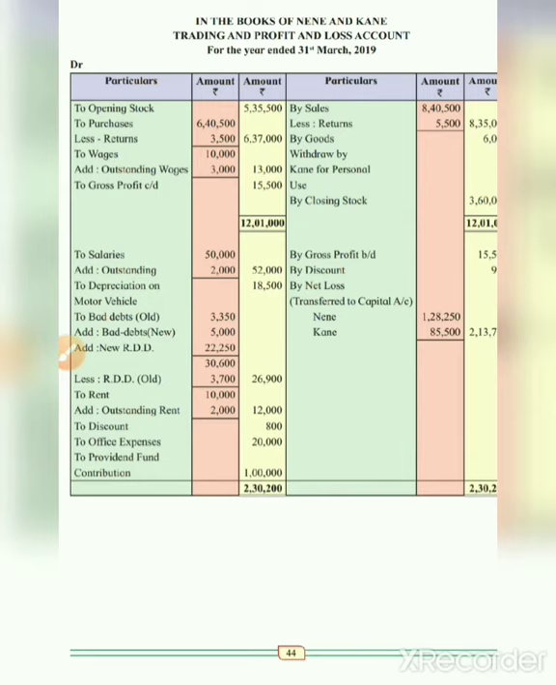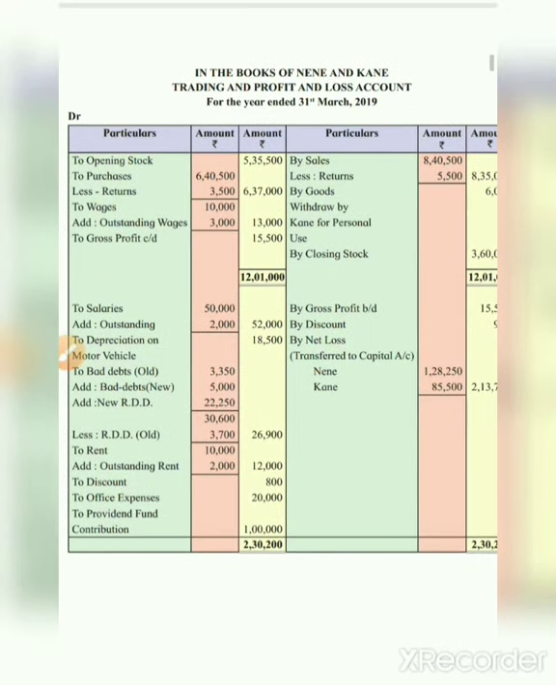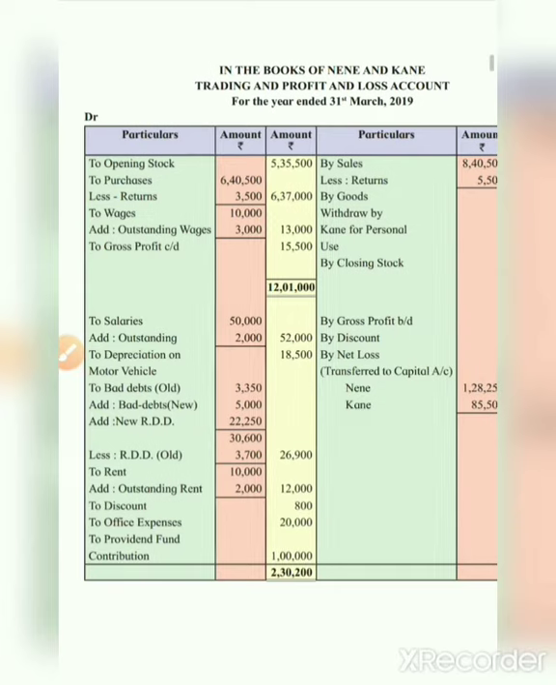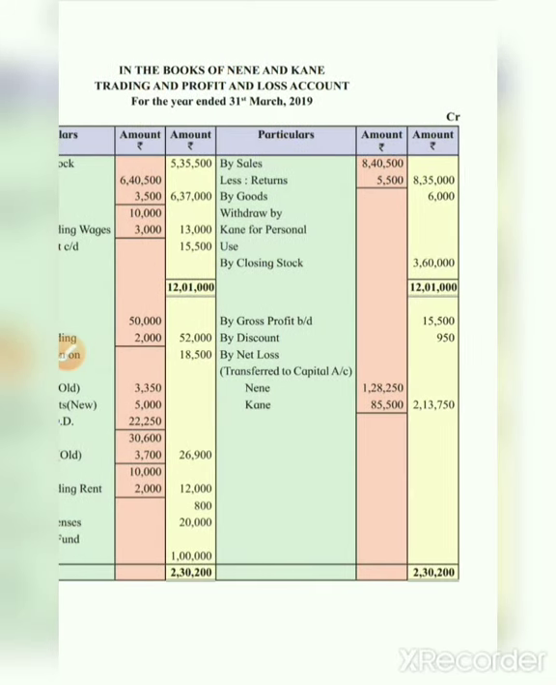The items on the debit side of trading account are: to opening stock 5,35,500, to purchases. From purchases we have deducted the returns and the net amount is shown in the outer column. To wages we have added the outstanding amount, and 13,000 is the total wages now. On the credit side of trading account, by sales 8,40,500. From these sales we have deducted some returns and the net amount is written in the outer column, that is 8,35,000.